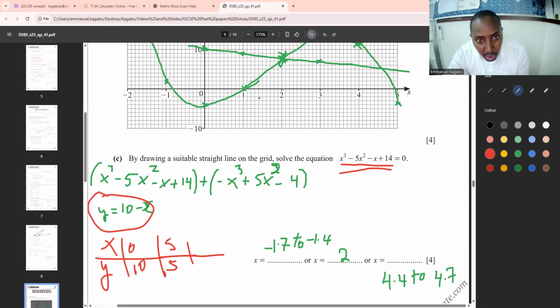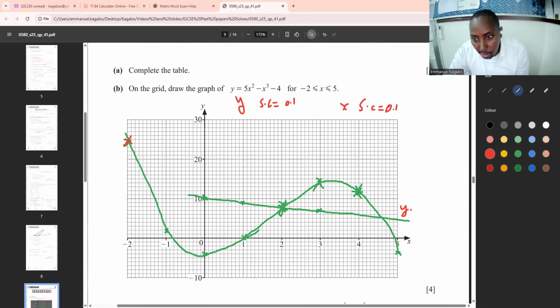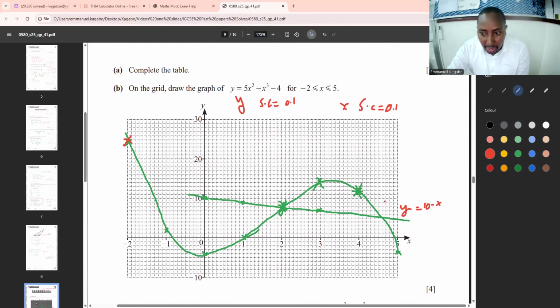So I have 0, I have -2. You can do -2 if you want, but let me go with 4. If I go with 4, it will be 10 minus 4, which will give me 6. And when you draw the graph of that, this one here will be y equals 10 minus x, okay? Very good.